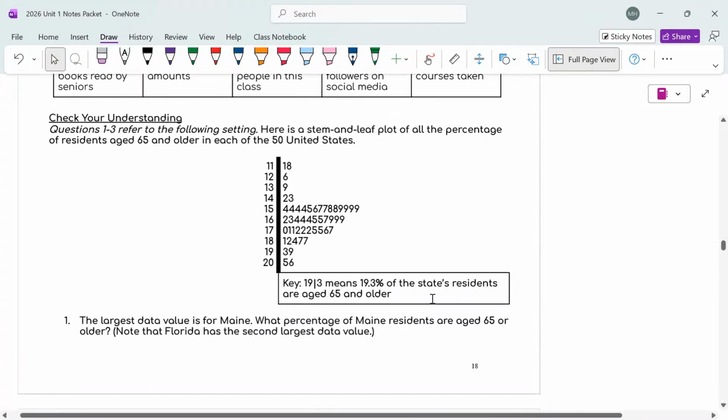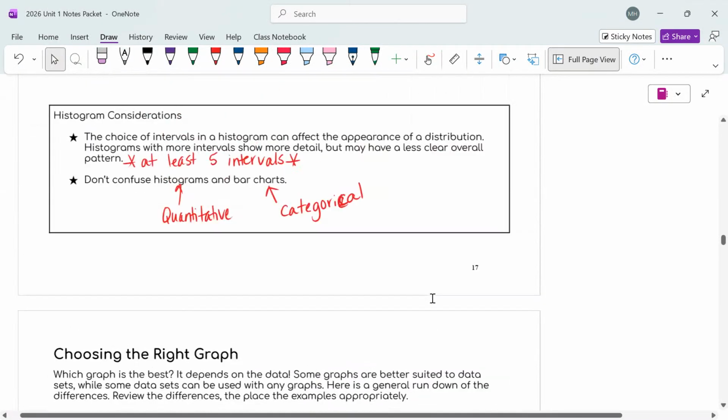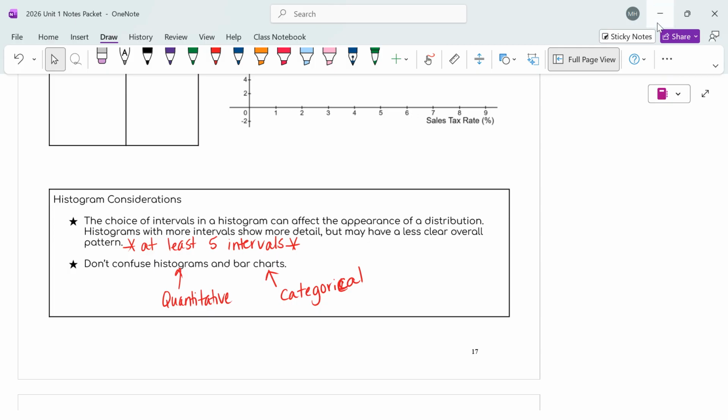And then I think that's enough for 1.5. So we will do 1.6 in our next lesson.